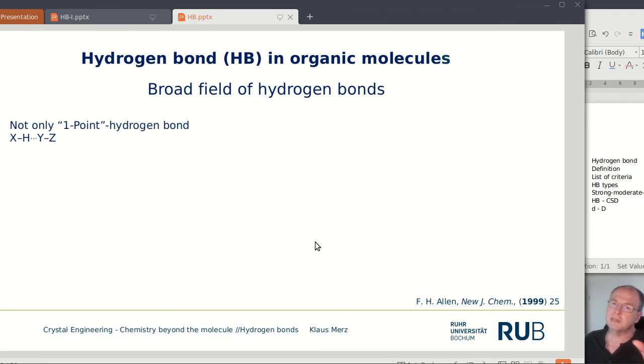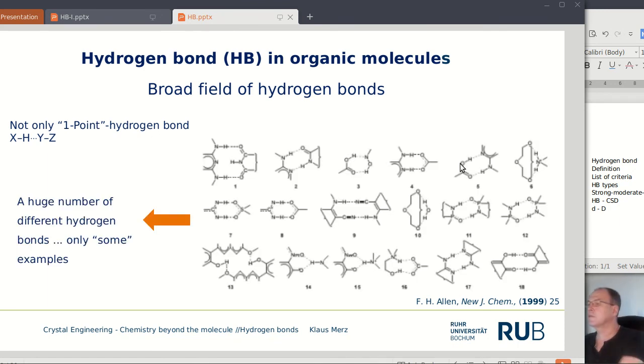But please don't forget, we are not only talking of one-point hydrogen bonds like in the DNA, or with only the amide pattern. For example, this is a contribution from Allen, 1999, and there's a huge number of different hydrogen bonds. In this case, we have several 2-point hydrogen bonds. You see it here, for example, 2-point here, 2-point, and so on. This is only a very short snapshot of possible hydrogen bonds.